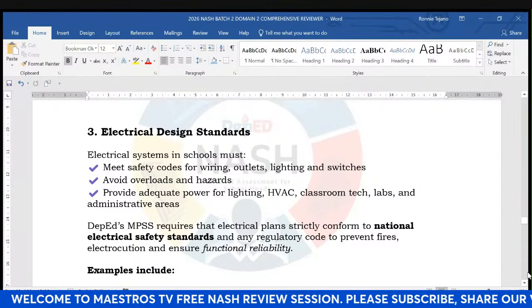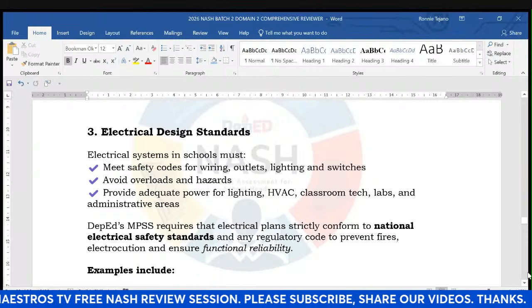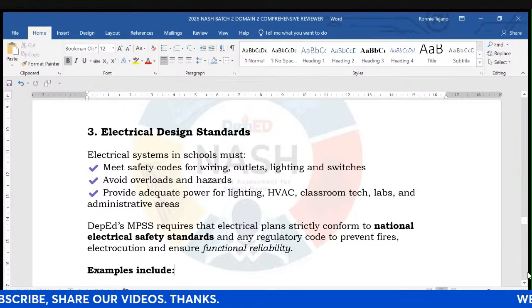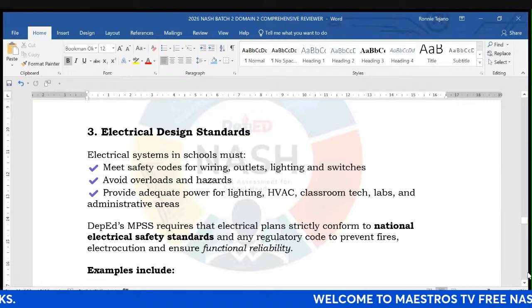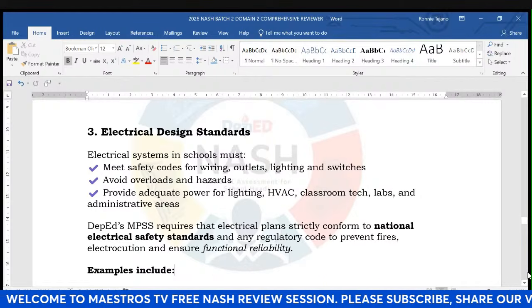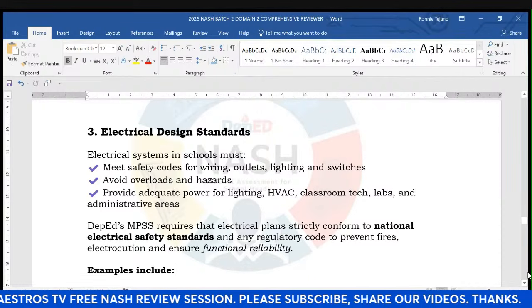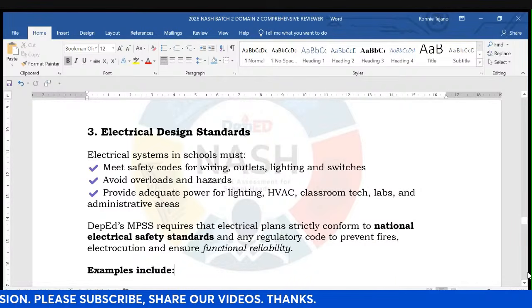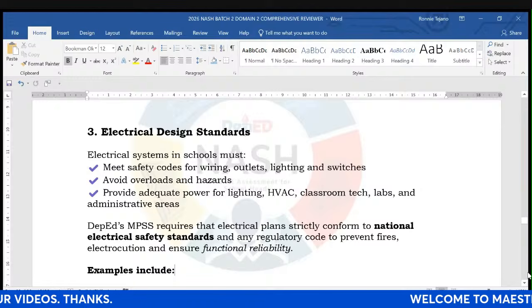The electrical design standards, it must meet the safety codes for wiring, outlets, lighting and switches, avoiding overloads and hazards. Kasi kapag iniiwan natin yung building natin na hindi natin tinatanggal yung mga, tawag doon, octopus wiring, sumisiga siya sa gabi, no? So pagdating mo, wala na, naabo na yung mga gamit because of this too many wirings sa loob ng klase na hindi na-check.